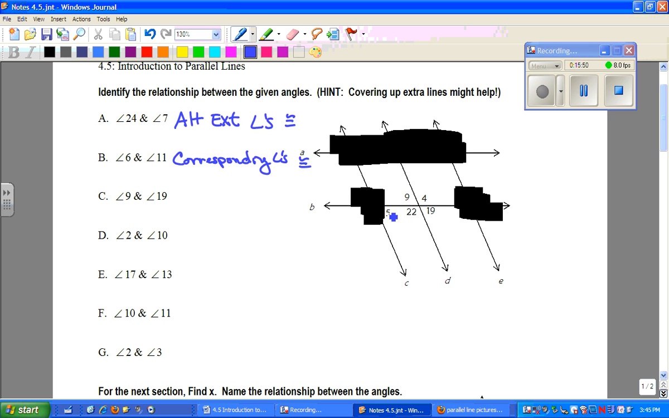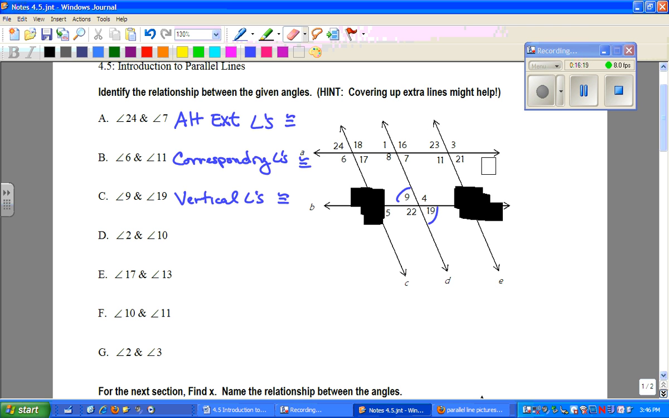So we've covered up 5 of the 6 pods. We're only left with 1 pod. So 9 and 19. Uh-oh, it's not even one of these choices. But we do know what kind of angles they are. What do you notice? They're across from each other, directly across from each other. So 9 and 19 are vertical angles. And what do you know about vertical angles? They're also congruent. We're at 3 for 3 on congruent. Hopefully you are picking this up and understanding what I am doing, because if you're not getting the vocabulary, like I said, it's not going to make sense to you.